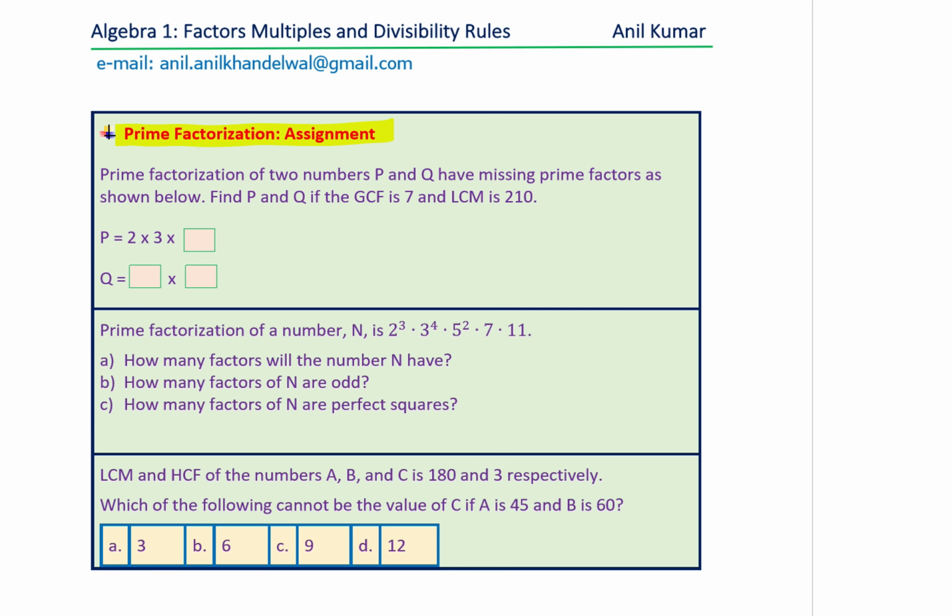So I hope with this, you have learned a lot about prime numbers and how these prime numbers help us in finding LCM and GCF, right? See the connection. So that is how we could do all this. I hope you find it interesting and useful.